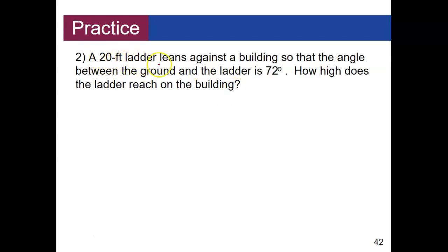Okay, so here we have a 20-foot ladder that leans against a building. So this is our building. We have this ladder that's leaning against the building that's 20 feet. And the angle between the ground, so this is our ground, this is our ladder, and the angle between the ground and the ladder is 72 degrees. How high does the ladder reach on the building? That's going to be this part here.